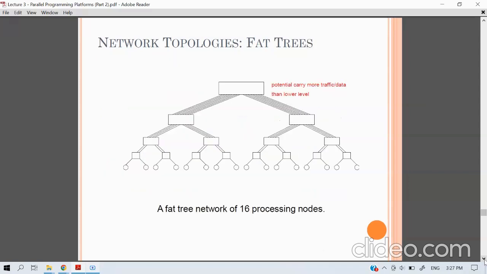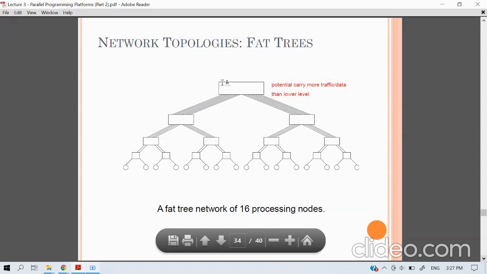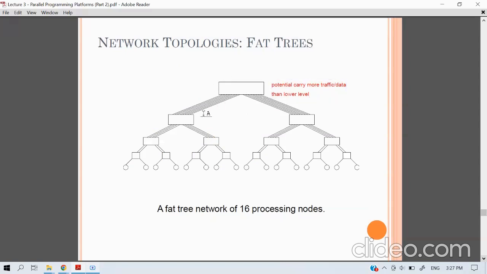Okay, so let's look at the diagram of a fat tree. We have one node at this level, but it consists of more network links to overcome the issue of data traffic. As you look at the lower level, it only consists of one interconnection network.